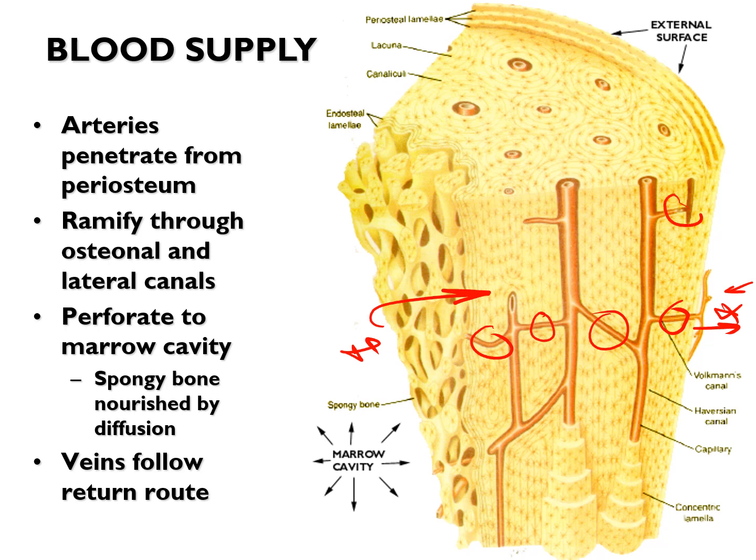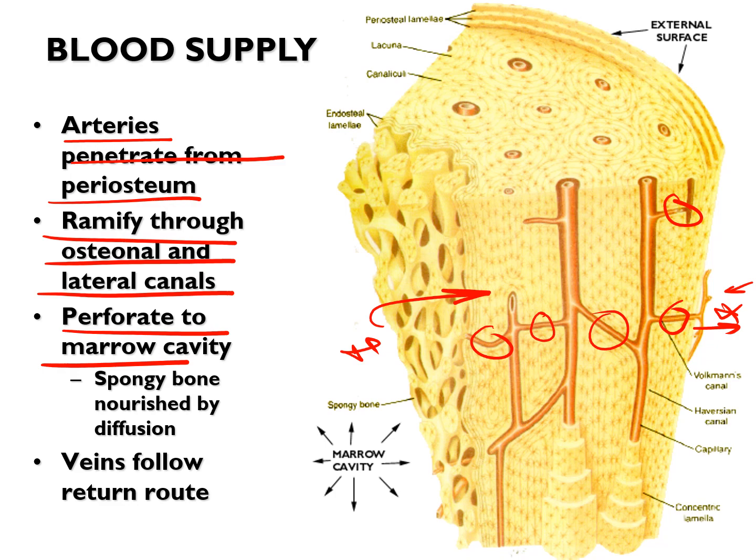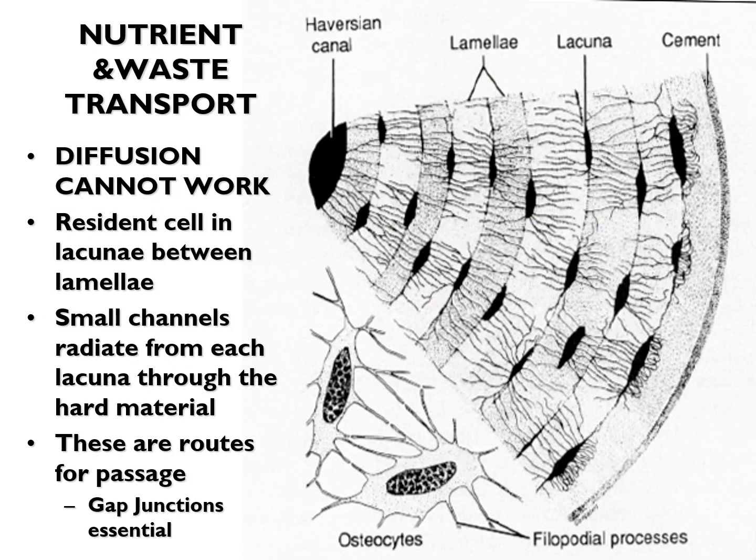And very important, we have the lateral canals. So as I said, arteries penetrate from the periosteum, ramify through the central and the lateral canal, perforate to reach the area of the bone marrow. As I said, finally, veins will follow return routes. Nutrient and waste transport in the bone: diffusion cannot work because the bone has a calcified matrix. It will be very difficult for diffusion. Remember, in the cartilage, we said the cartilage is avascular, aneural, and depends on the process of diffusion of the nutrient and oxygen from the perichondrium toward the cartilage. Here, diffusion is very difficult to provide the oxygen and the nutrient because the matrix is calcified, and there will be no way for the diffusion to happen.